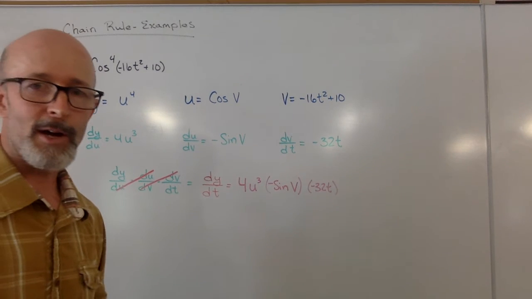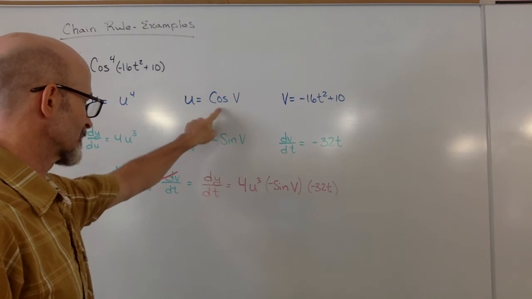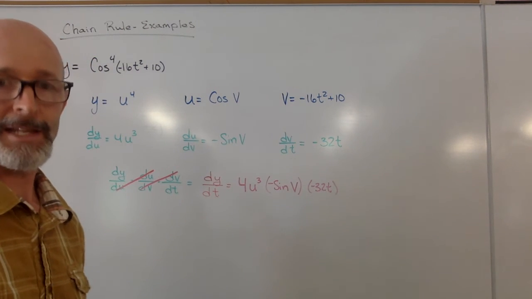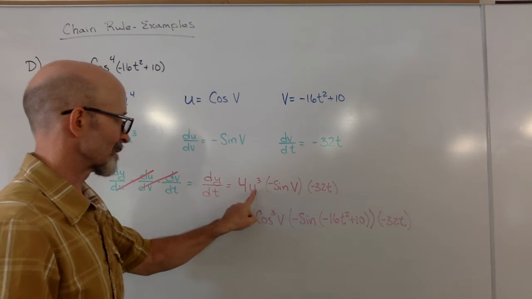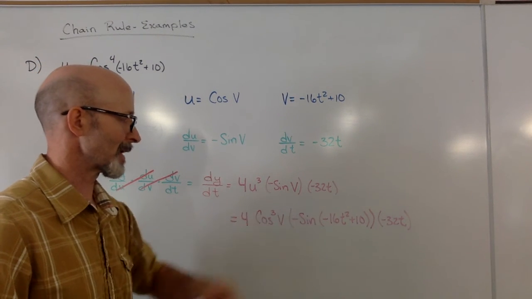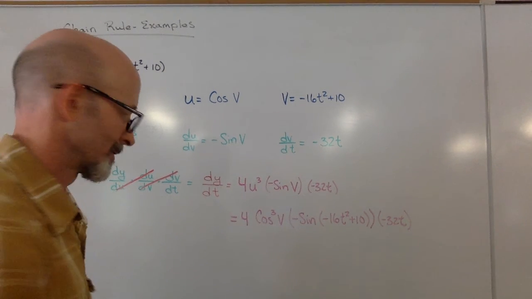And honestly, the hardest part here is probably back substituting. You have to make sure you don't get confused what u and v represent. So it might take you a couple steps like this. Substituted for u, substituted for v. I still have to substitute for v again. It might take you a couple steps like this.